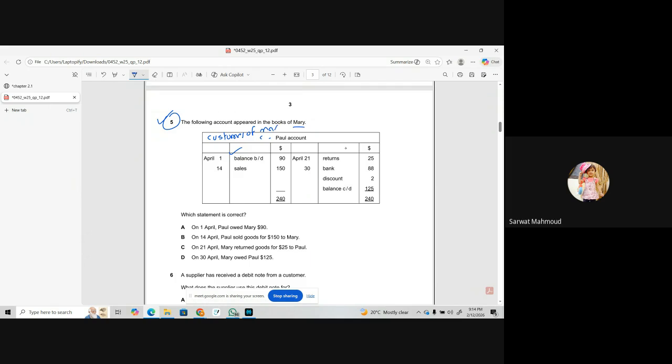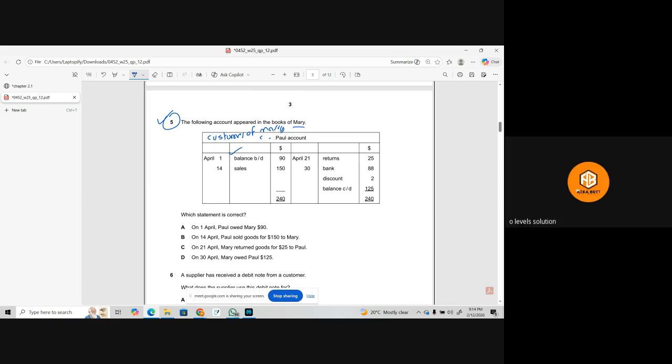Okay. So she's a trade receivable. Yeah. This is the sales ledger. I think A is correct.